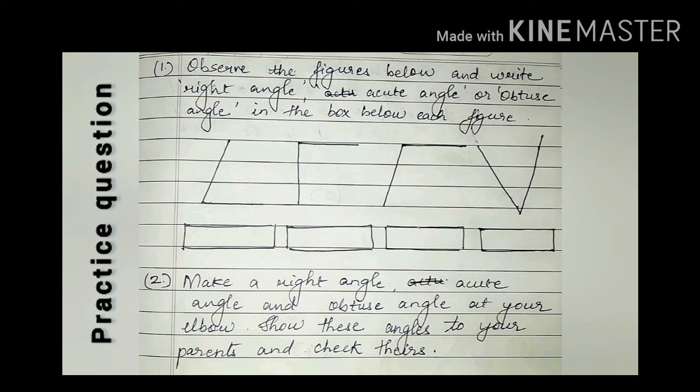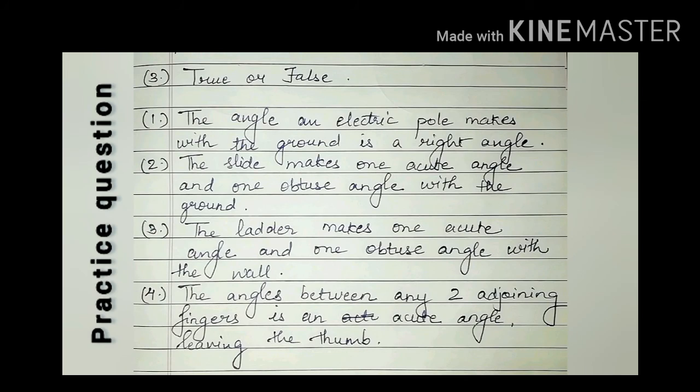Angles you can observe anywhere, in any object. Circles you can observe anywhere. The round paths, round figures you observe, learn all these topics with your own imagination so you can learn them quickly without any mistakes. Third question, true or false?